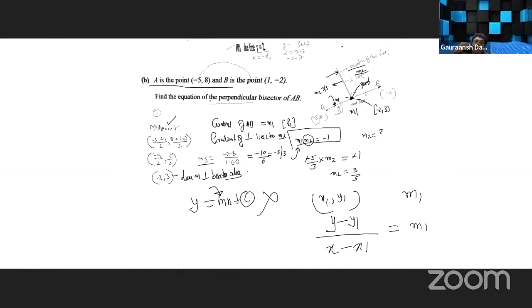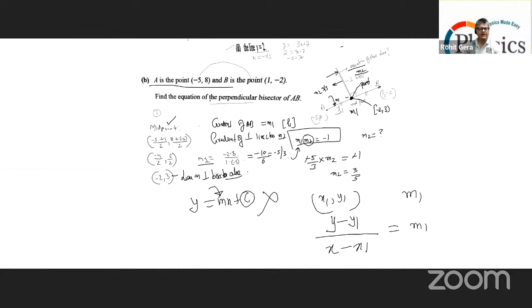If you know a point on the line and the gradient of the line, then you use this one. You can only use this if you know the gradient and intercept. Intercept तो निकाला नहीं ना.